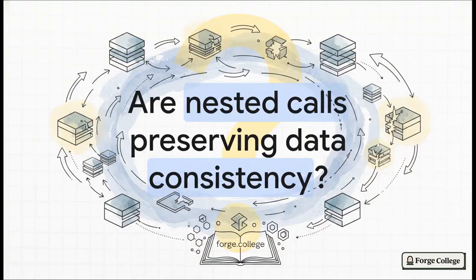So now that your contracts are beautifully decoupled and easily replaceable, a really fascinating new challenge arises. When these independent modules start calling each other in complex, layered sequences, are your nested calls actually preserving data consistency? What happens if one part of the chain fails? That is the provocative question we are going to tackle in our next lesson on multi-contract interactions.